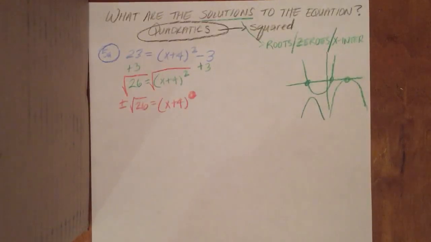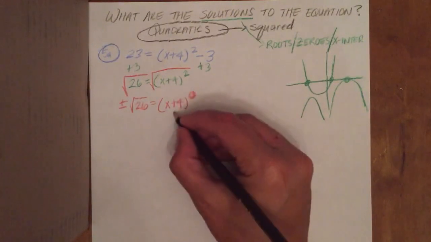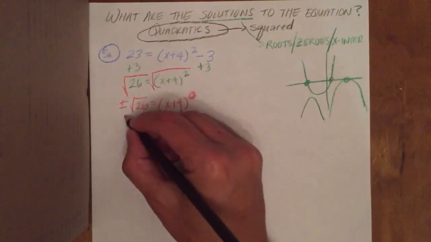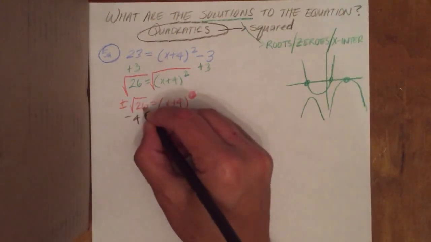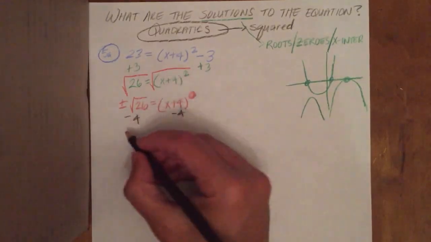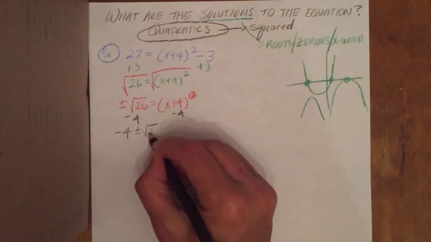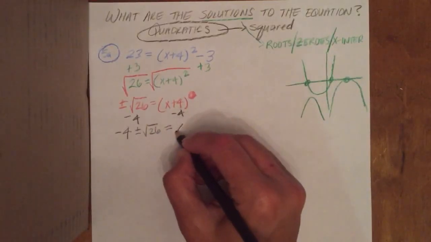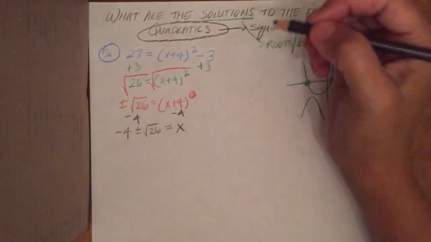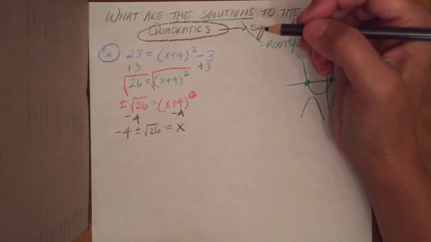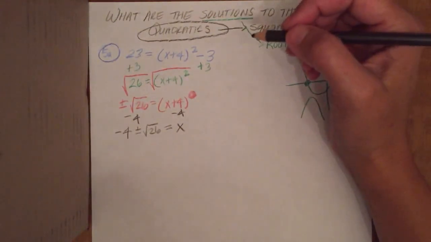So the next thing I'm going to do is move that 4 over. So I'm going to subtract the 4 from both sides. You cannot combine the 4 and the 26 under the radical sign. So I'm going to stick it in front. Negative 4 plus or minus the square root of 26 equals x. So for this one, you actually have 2 real solutions.